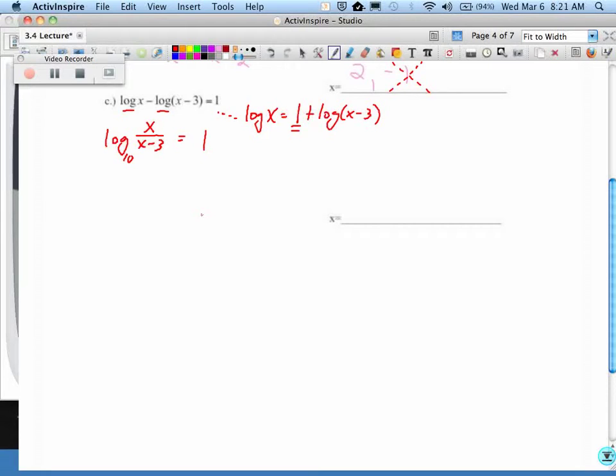So to solve it, we'll go into exponential form. What's exponential form? What's my exponential base? 10. Logarithms are always equal to the exponent, so 1 is my exponent. I'm going to pause it again and let you work on that. Go.